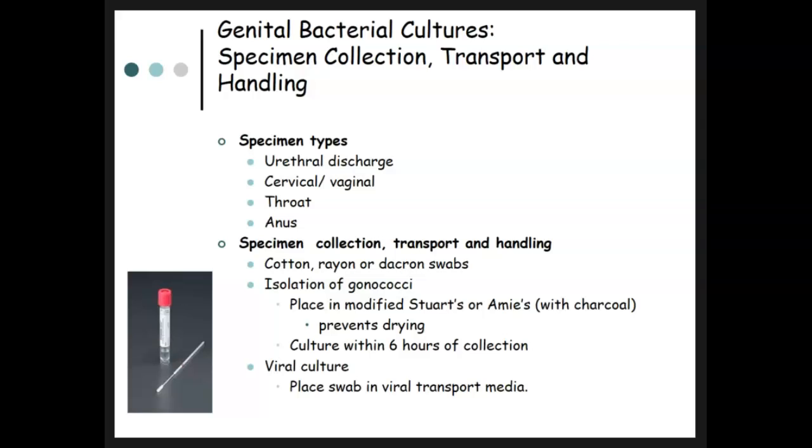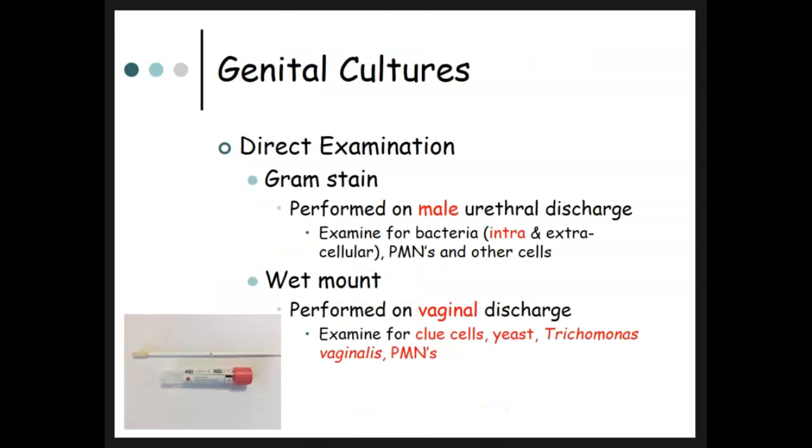So what specimen types can we use for genital tract infections? Urethral discharge, cervical or vaginal swabs, throat swabs, anal swabs. Specimen collection is usually done with Dacron swabs, which are best. For isolation of gonococci, swabs need to be placed in Stuart's or Amies with charcoal to prevent drying. We will run to culture those within 6 hours, and for viral culture, the swab gets placed in transport media.